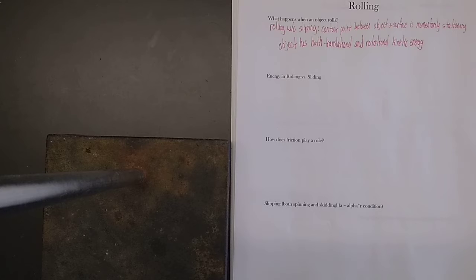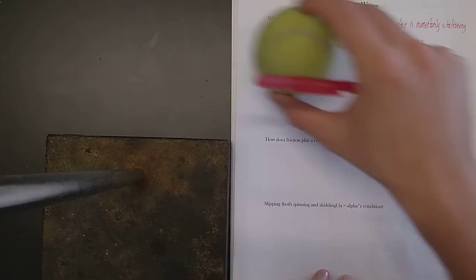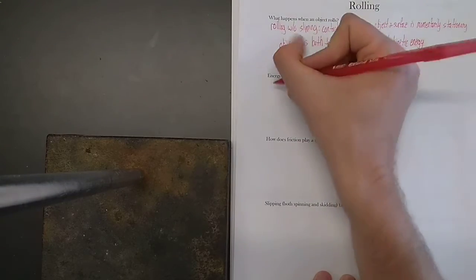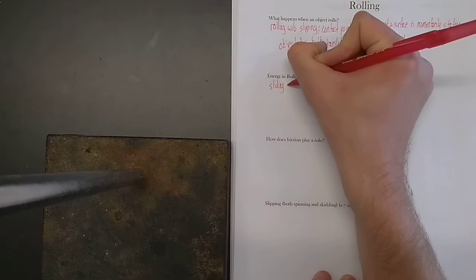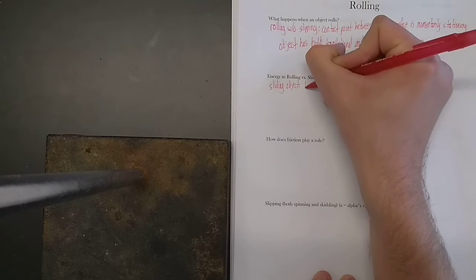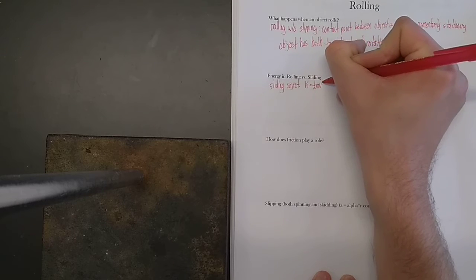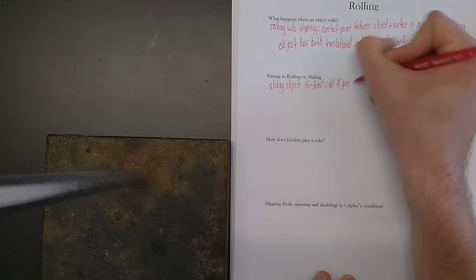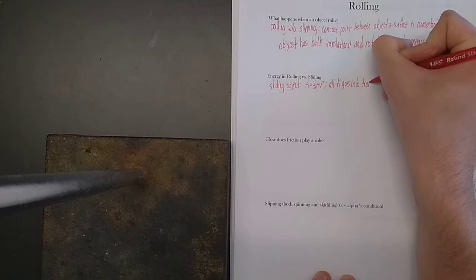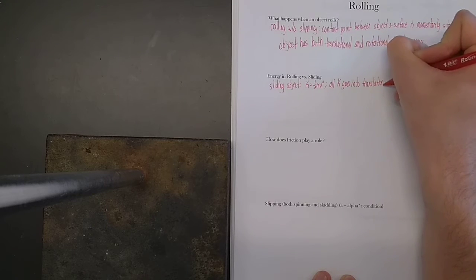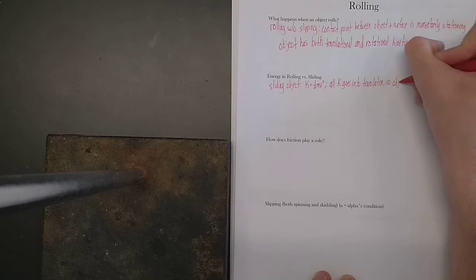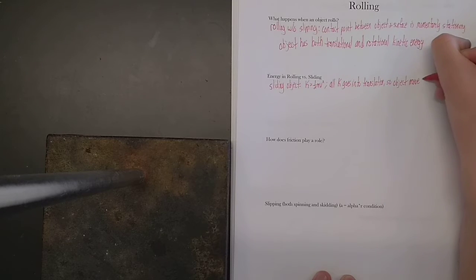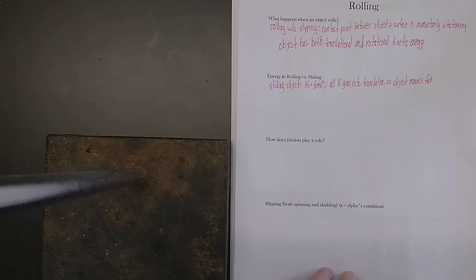Now, let's talk about the energy in rolling versus sliding, because when an object simply slides and is not rotating, it only has translational kinetic energy. So for a sliding object, the kinetic energy is given by 1/2 mv squared. All the kinetic energy goes into translation, getting the object from one point to the next. So the object moves fast. It gets from point A to point B very quickly.